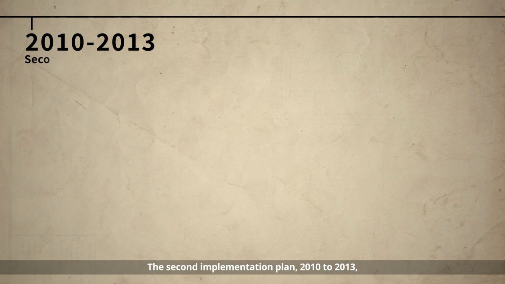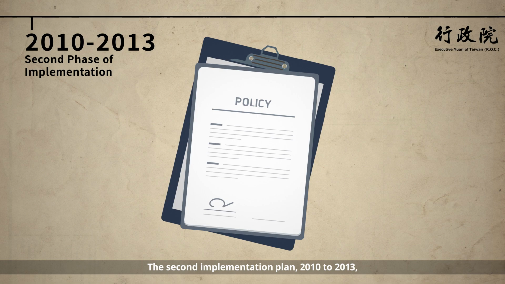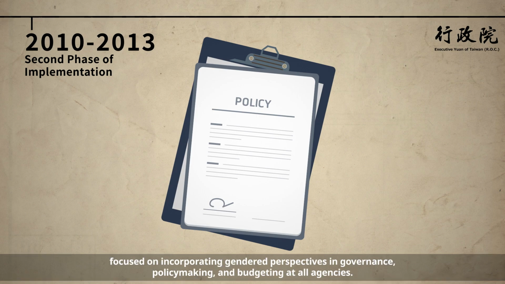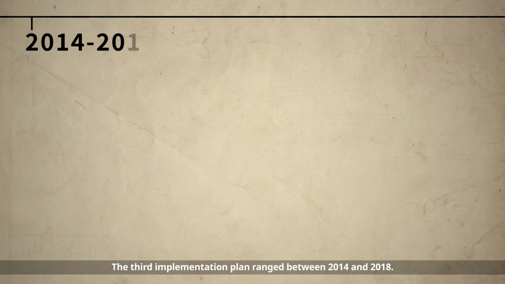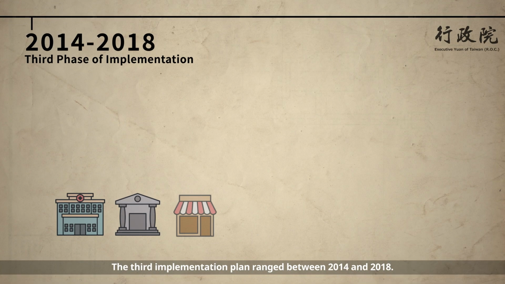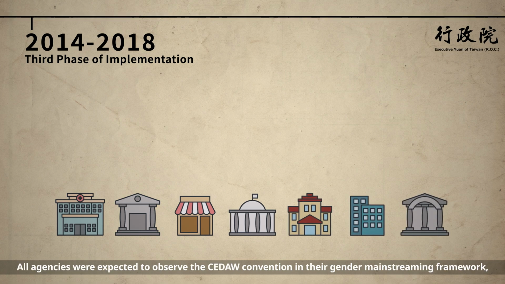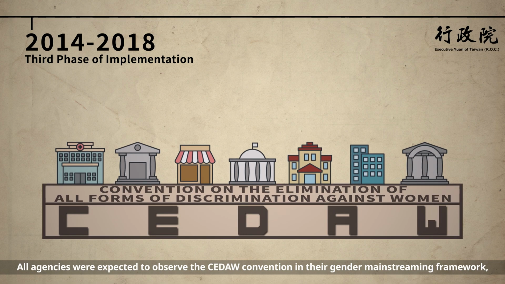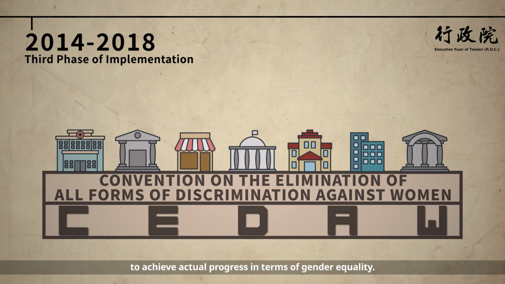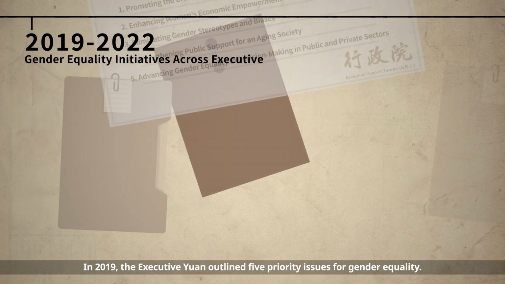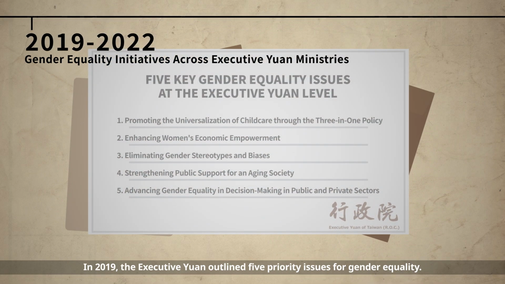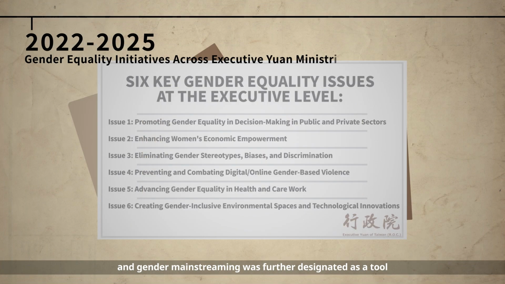The second implementation plan, 2010 to 2013, focused on incorporating gendered perspectives in governance, policymaking, and budgeting at all agencies. The third implementation plan ranged between 2014 and 2018. All agencies were expected to observe the CEDAW Convention and their gender mainstreaming framework to achieve actual progress in terms of gender equality. In 2019, the Executive Yuan outlined 5 priority issues for gender equality. Gender mainstreaming was further designated as a tool for advancing the 6 priority issues as listed on the screen.